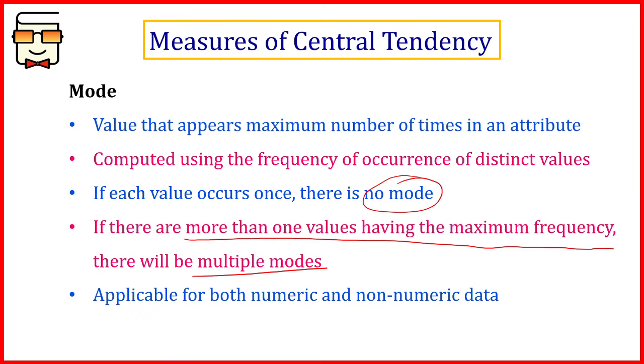All right. Now, mode is applicable to both numeric and non-numeric data, because you just have to count the occurrence. You do not have to do any calculation on the data. So even if your data is non-numeric, like it is in the form of strings like grades, say A, B, C, A, B, C, the grade that is occurring the maximum number of times will be your mode.